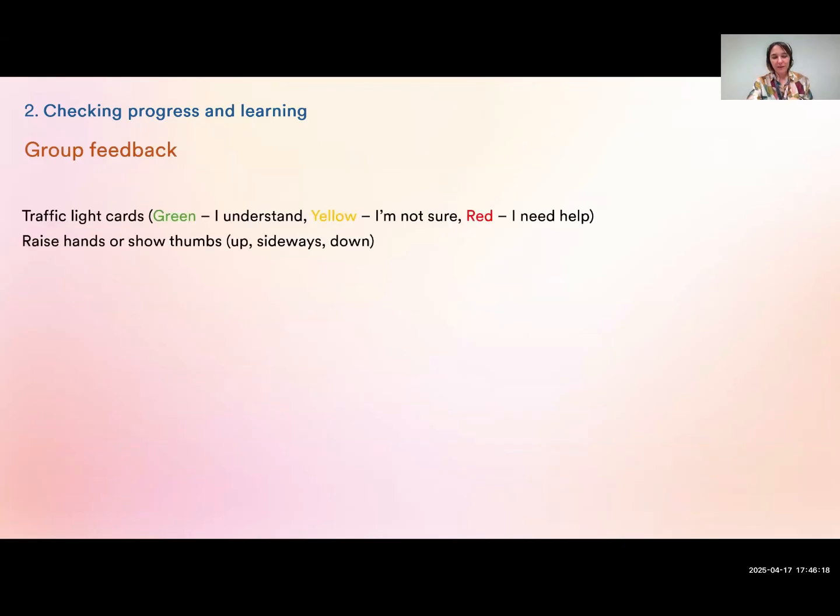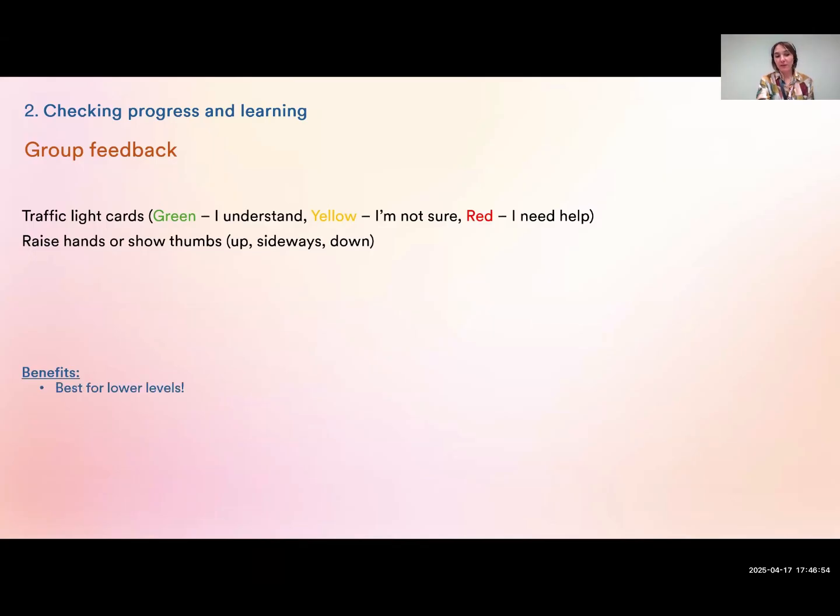We have other ideas to check learning and progress, and one is group feedback. For example, asking the question, okay, is this clear? Or how do you feel about the grammar that we've just studied? Green card, I understand. Yellow, I'm not sure. Red, I need help. Or just a raise of hands, even for tasks. First question: how many of you got the answer right? So it gives you an idea of overall progress.